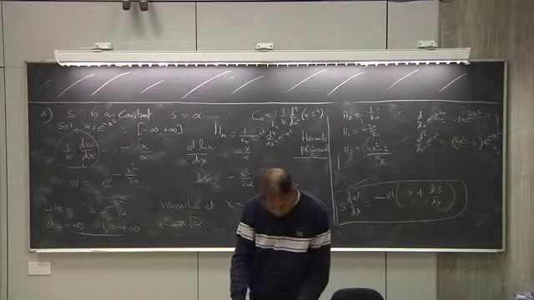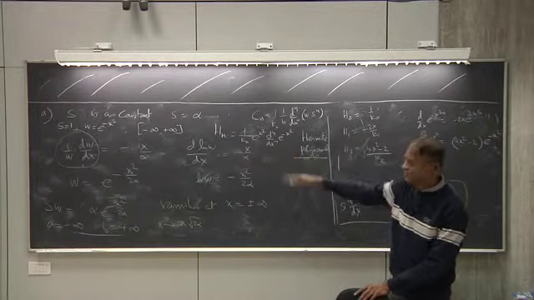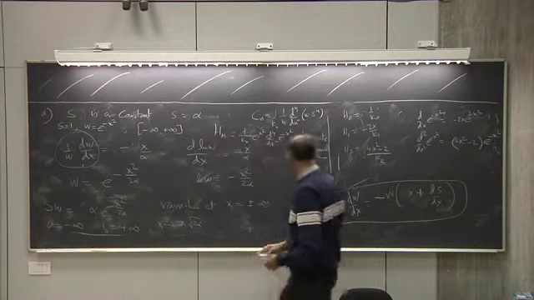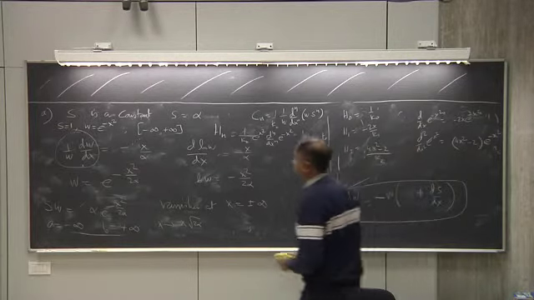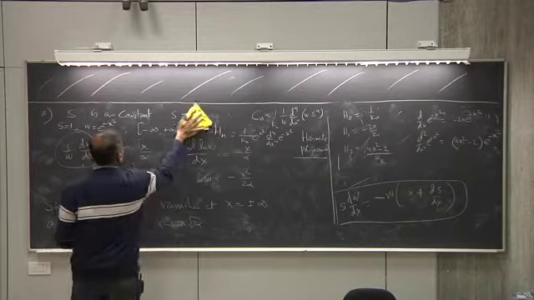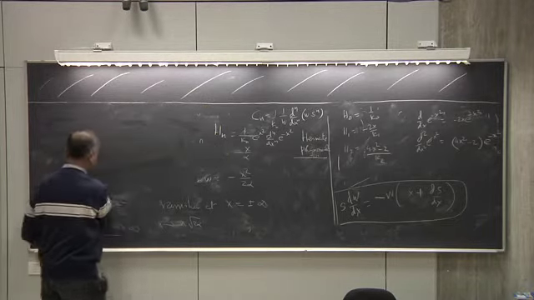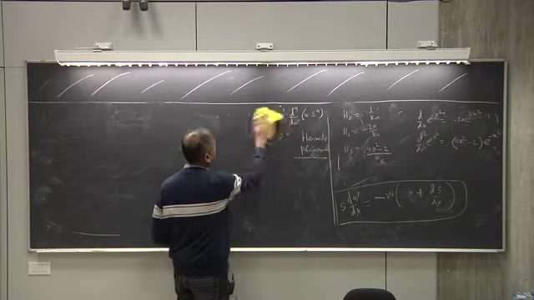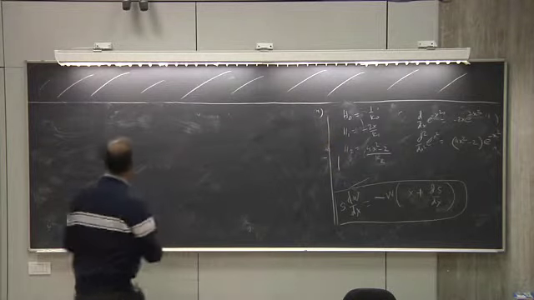Okay, what else now? No more questions here? If not, then I can go to the next point. This was s equal to constant. So let's look at the next one. Now let's look at S linear. So S is linear.